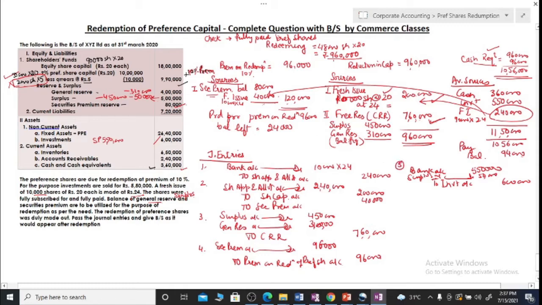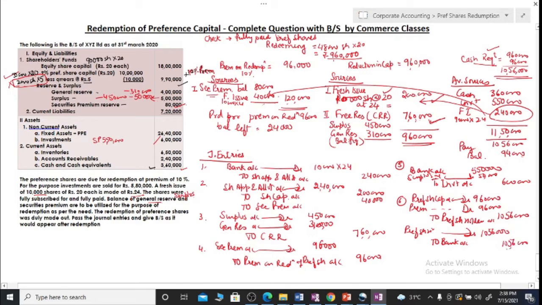So now once we have made notes for all the sources, then we will pass entry for redemption of preference capital. So preference capital stands cancelled at 9,60,000. Premium on redemption of preference shares provided for 96,000. So to preference shareholders, we will be paying them 10,56,000. So our preference shareholders account debit, just pay them to bank account. All right. So this amount shall be paid also. So this is how we are going to record the journal entries.